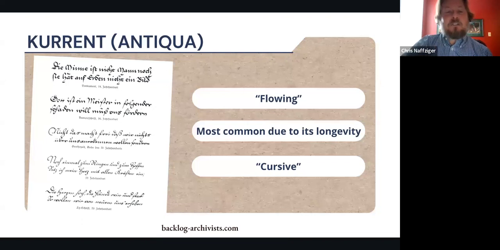This one lasts for a very, very long time. It's also very much looks like cursive. Technically, if you read books about script in German, they'll say that this died out in the early 20th century. That's not true at all.